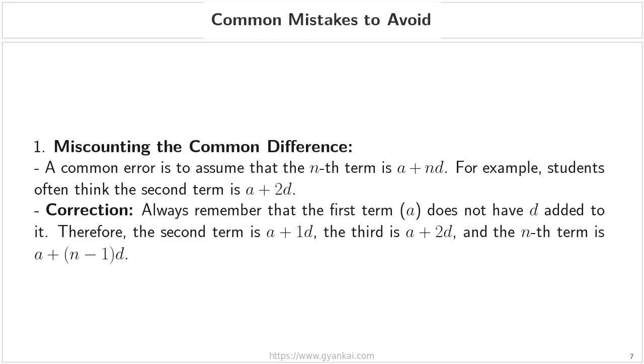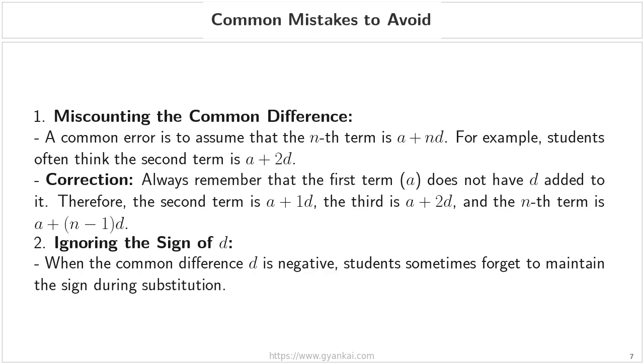To correct this, please keep this rule in mind. The first term, which is a, does not have the common difference added to it yet. Think back to our derivation in slide 2. Because we start at the first term, the second term is actually a plus 1d, the third term is a plus 2d, and following this pattern, the nth term is always a plus the quantity n minus 1, all multiplied by d. Always remember to subtract 1 from the position number before multiplying by d.